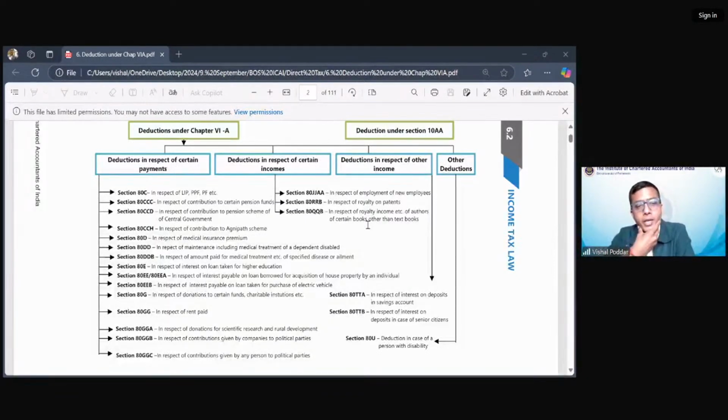Now, interestingly, as a student, when I see this list, what is my first biggest challenge? Sir, whether we have to remember the section numbers. That is the first question that every student asks, especially when they see section numbers like this. My answer is yes, you should.